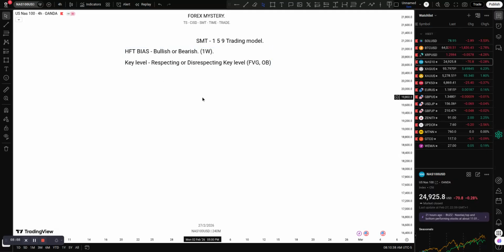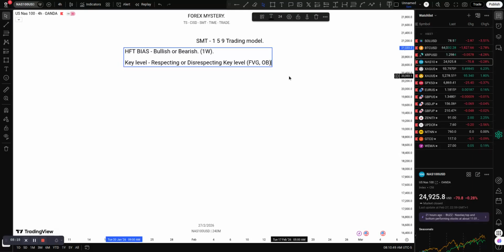Now what we want to do is mark our key levels on a 4 hour time frame, if you want to have a good, successful win rate. So mark your key levels on the 4 hour time frame, and then jump down to, let's just say, M15. The M15 time frame.